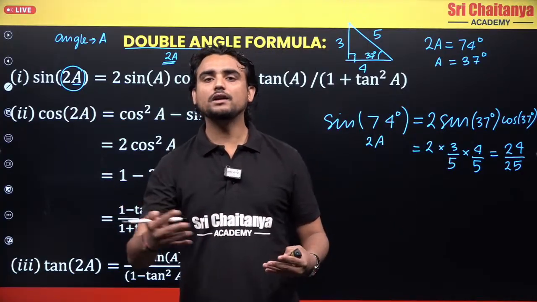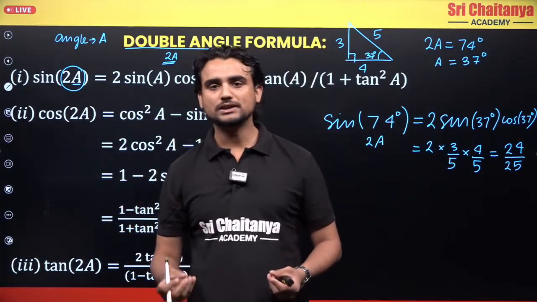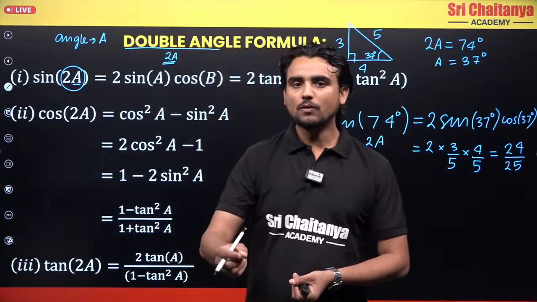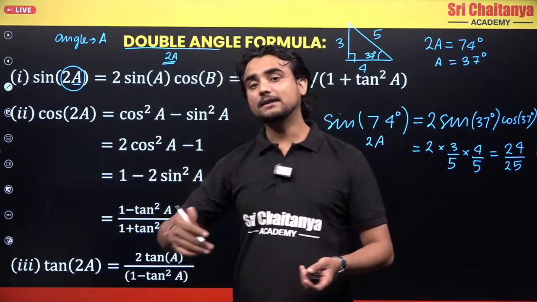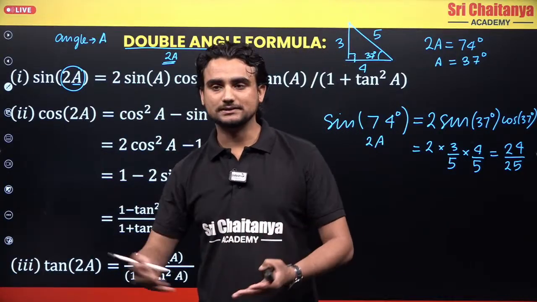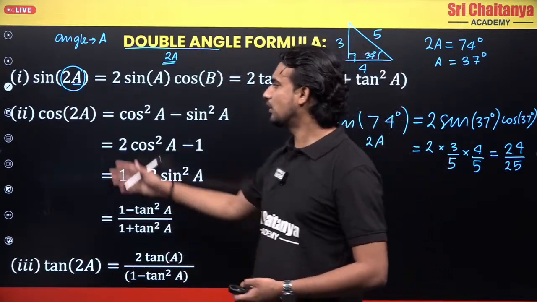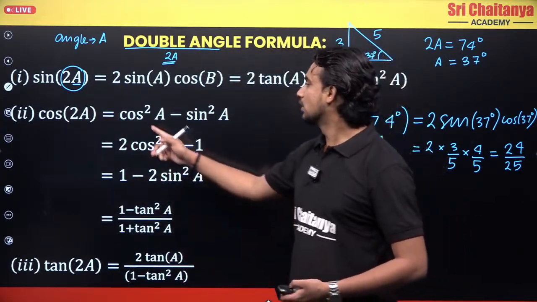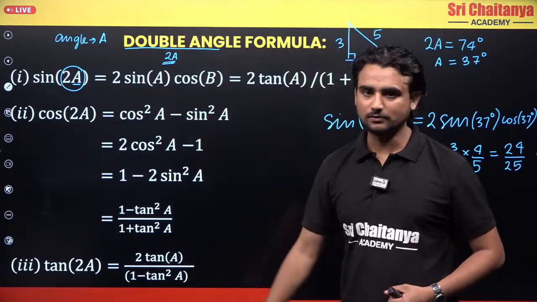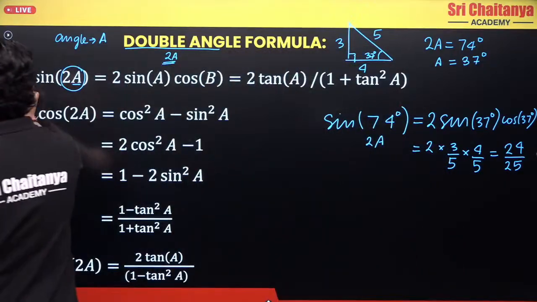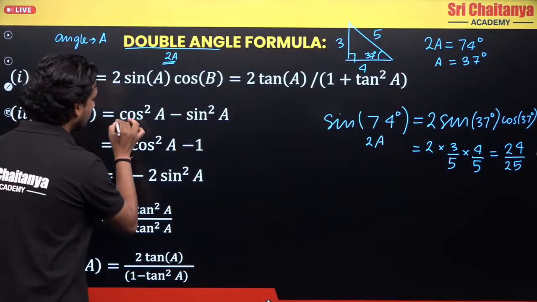Now I will not go and learn each and every angle, right, because that is not feasible. So these are the formulas through which I can make the non-standard angles, right? So this is very important. Similarly, what is cos 2a? Cos 2a is cos square a minus sin square a. Okay, so you should remember this formula.